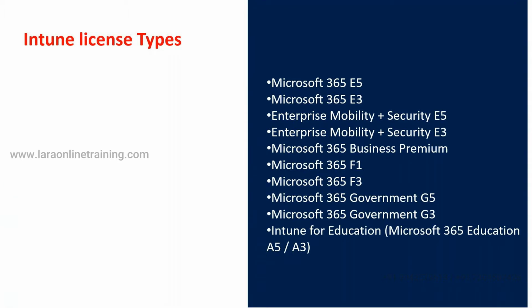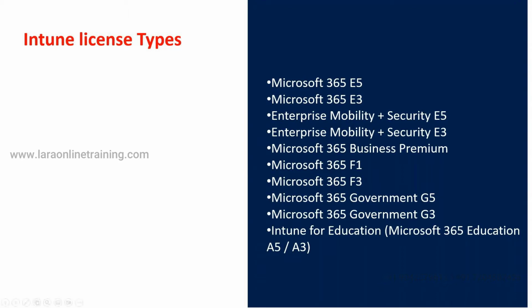Now, what we will be learning more, or what we will be using more in production, is M365 E5, E3, and EMS. EMS is Enterprise Mobility Security E5 and Enterprise Mobility Security E3. These four are the majorly used ones. Others are all related to government and defense organizations, not related to our private organizations.